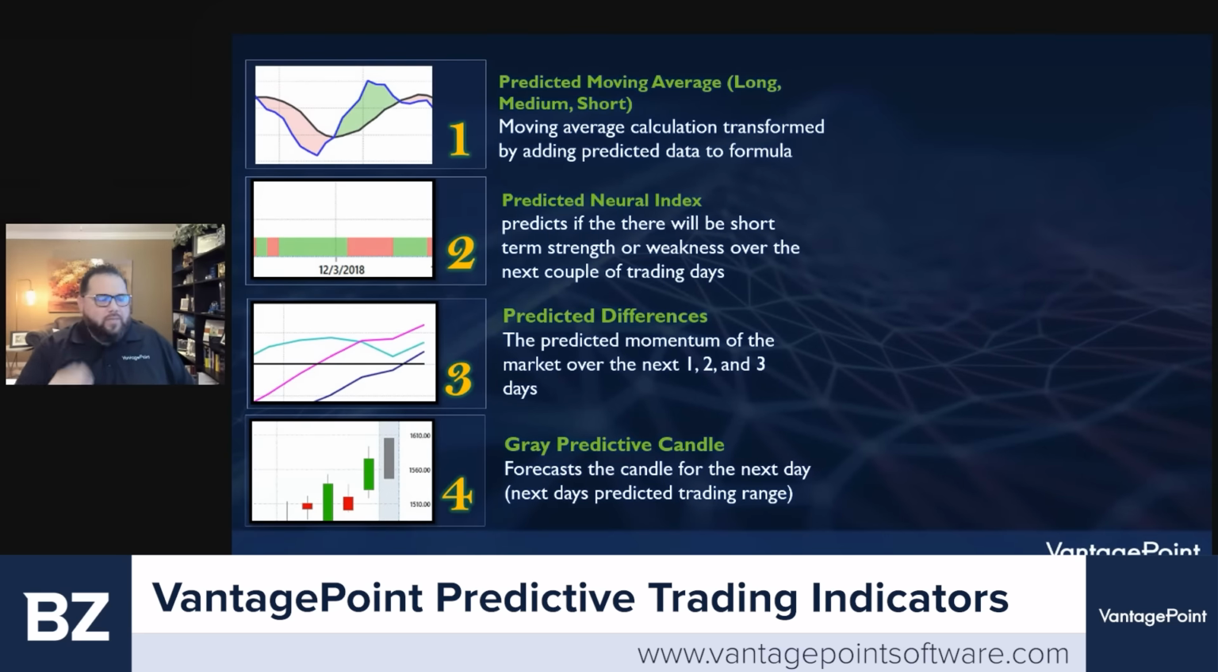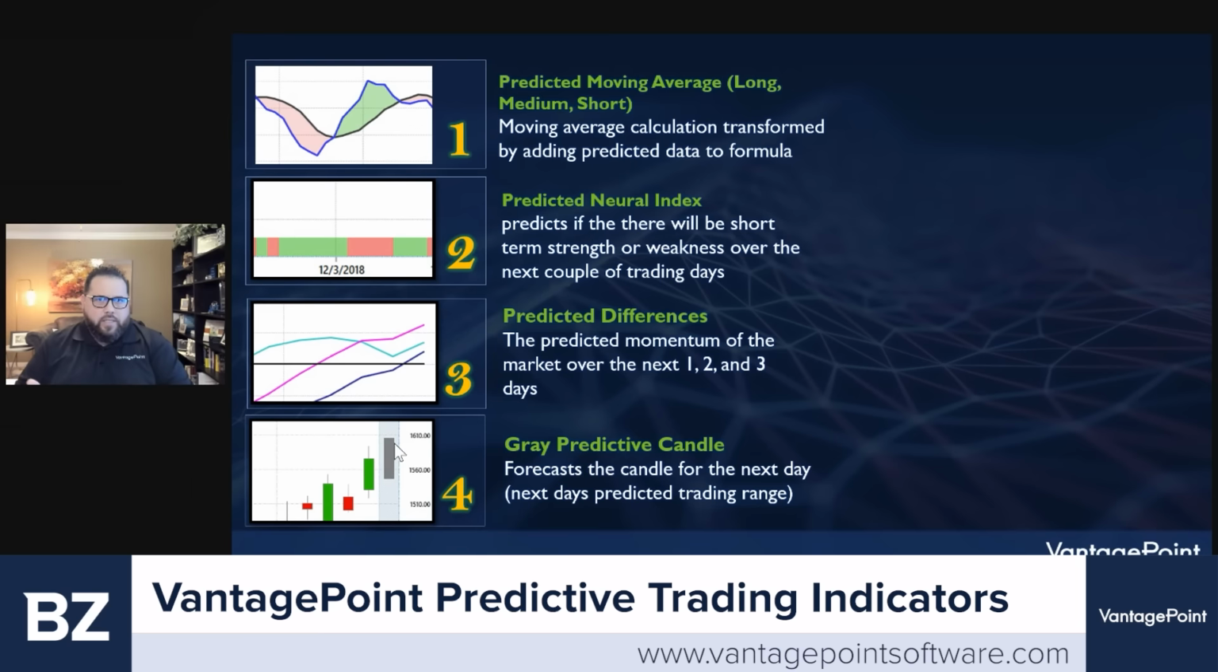It's a gray predictive candle. You see it out here to the right. There's just an example of it. What it's doing is it's telling you what Vantage Point expects the high to be and the low to be tomorrow. So the market closes, all of the data gets crunched. It's end of day data. Once that data gets crunched, these indicators are produced. This predicted high and predicted low can help with a lot of things.